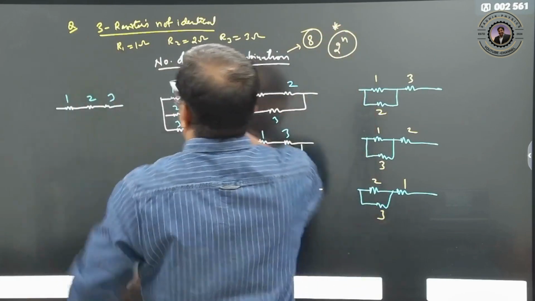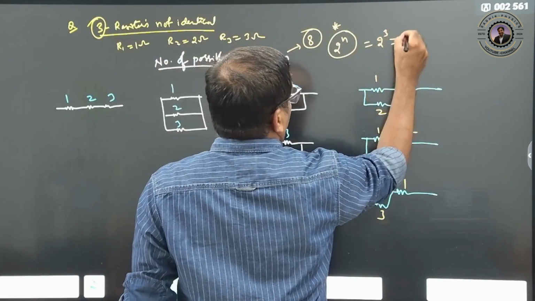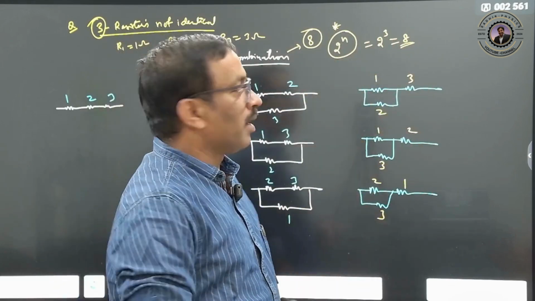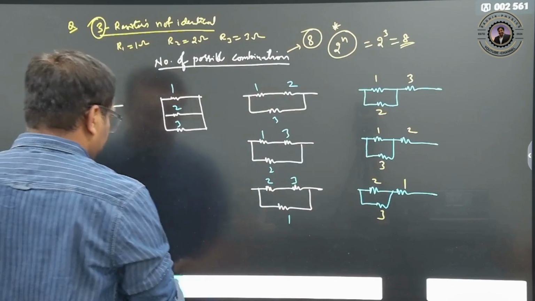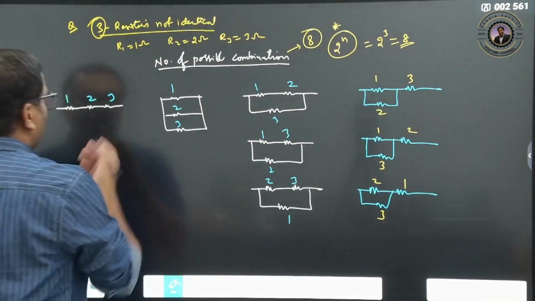How many non-identical resistors are there now? So 2 to the power of 3, therefore 8 combinations are possible. In this way you can calculate the number of combinations. Clear? Right? So now we can calculate the R equivalent.